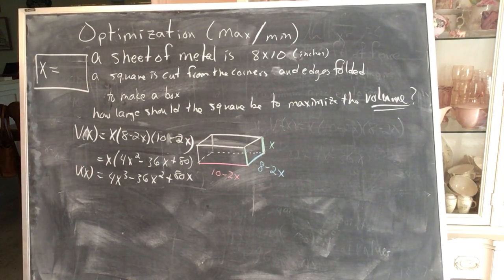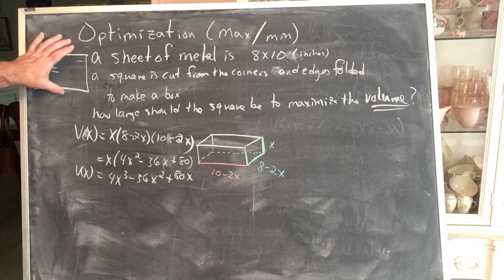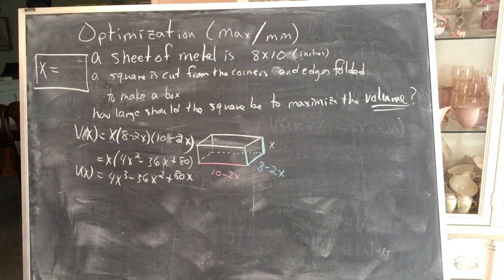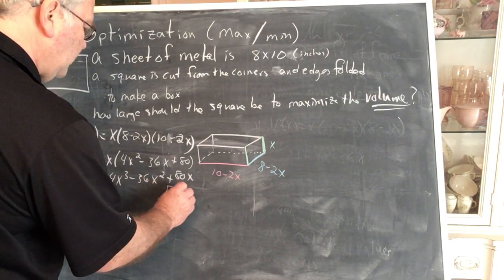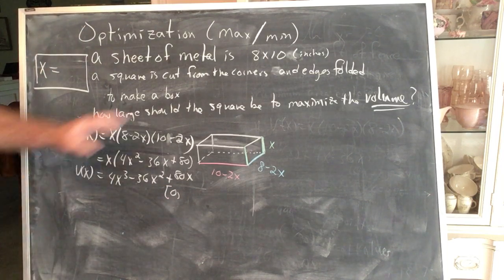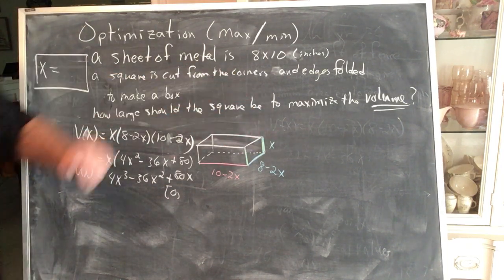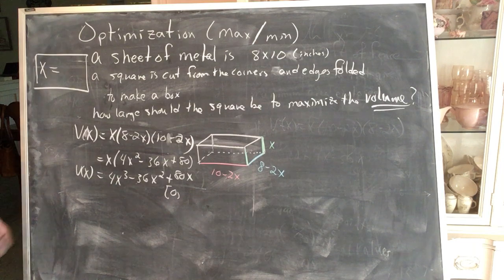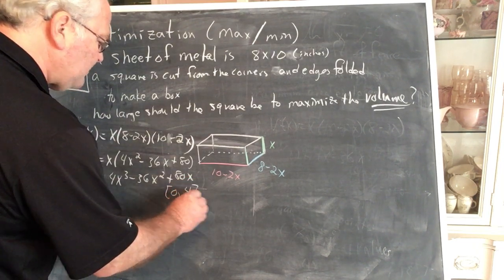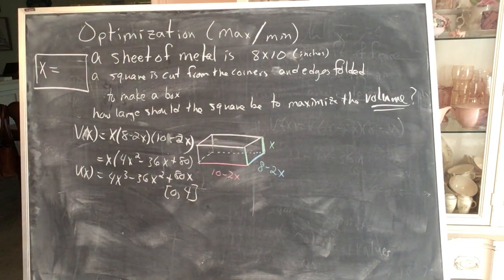We need the interval over which that is defined. Well, we talked about that previously. Theoretically, the smallest value for x is 0. The largest value for x is half the shorter original side. So that's 4 in this case. Half of the original shorter side is 8. And so we need to maximize this volume function on that interval.